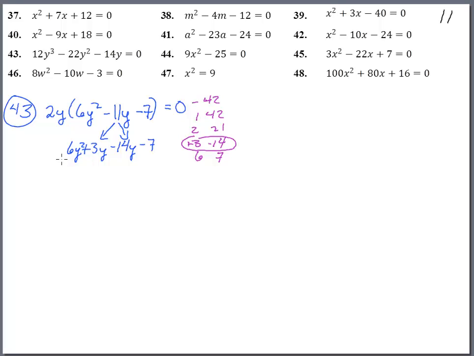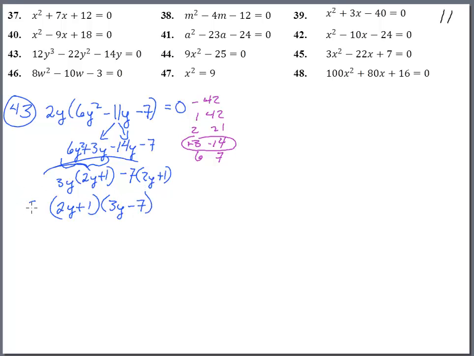So we now have 4 terms, so we group. Take out 3y, and that is 3y times 2y plus 1. And here we can take out a negative 7 and end up with a 2y plus 1. And look, the 2y plus 1 is in both places, so we can take that out, and we're left with 3y minus 7. As a reminder, that was called factoring by grouping. And that equals 0. We now have 3 factors.